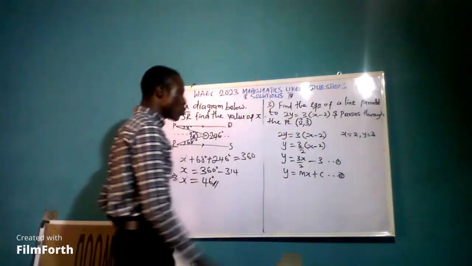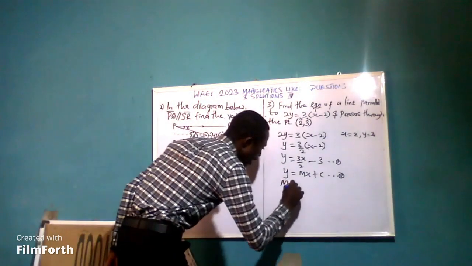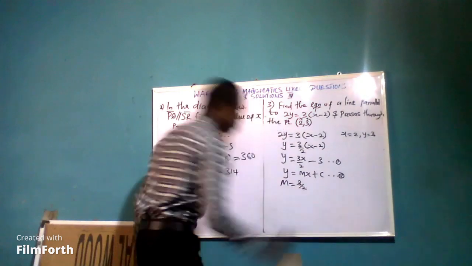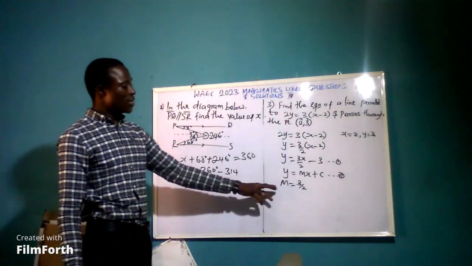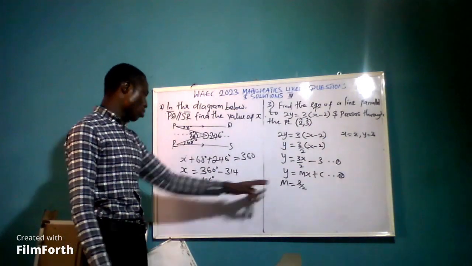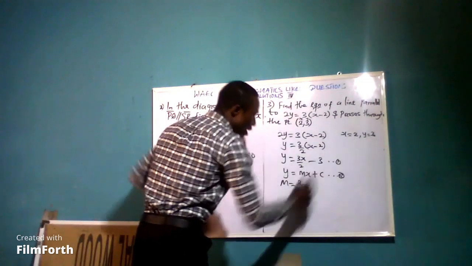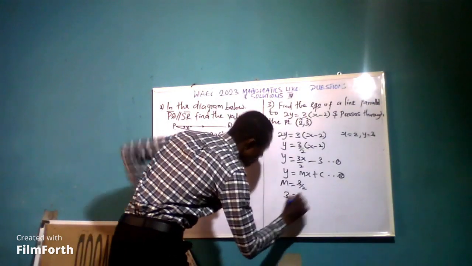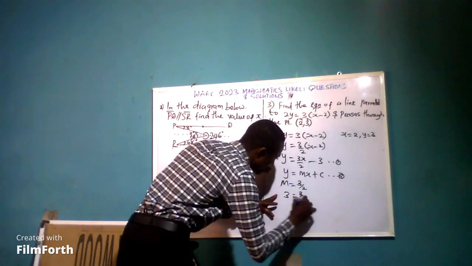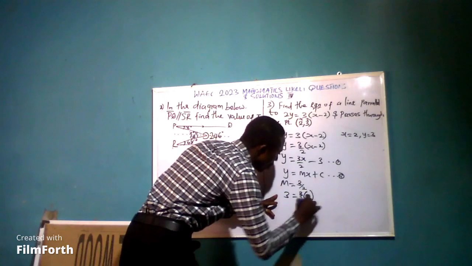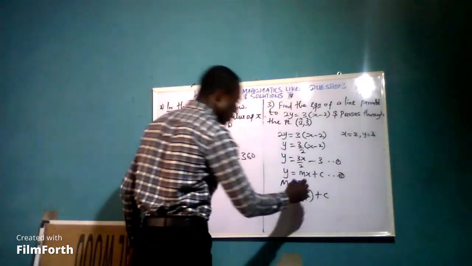If you compare equation 1 with equation 2, what do you have? You have m equal to 3 all over 2. Don't forget, m is used to denote gradient or value for slope. Then from there we get our constant. So y is given to be 3 when x is equal to 2. So we have the gradient m to be 3 all over 2, then x to be 2, plus c. And we can easily determine our constant c.